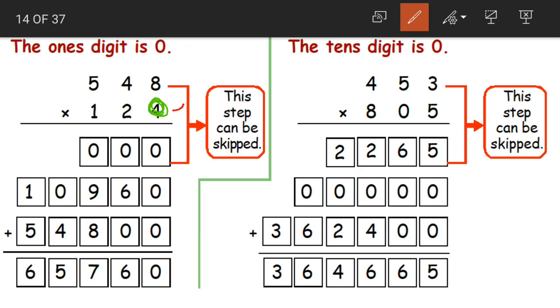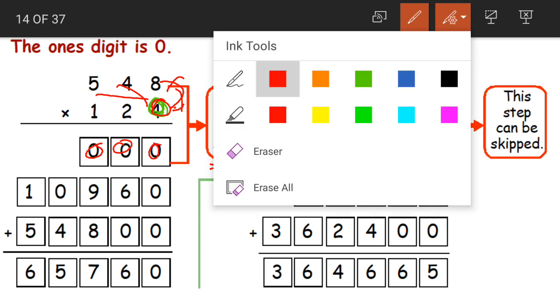First we start multiplying from the ones place. Yes or no? We multiply from the ones place. So I will go 0 into 8 is 0, 0 into 4 is 0, 0 into 5 is 0. But what is it saying here? This step can be skipped. Can be skipped means we can avoid doing that. That means there is no need to do that step. There is no need to multiply the number with 0.